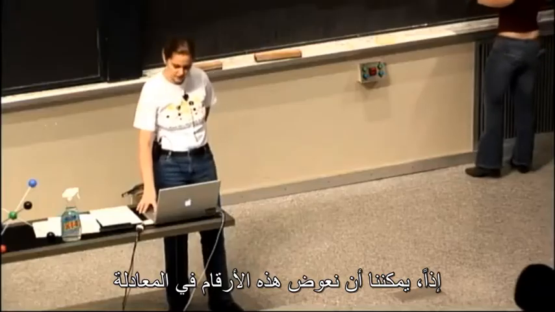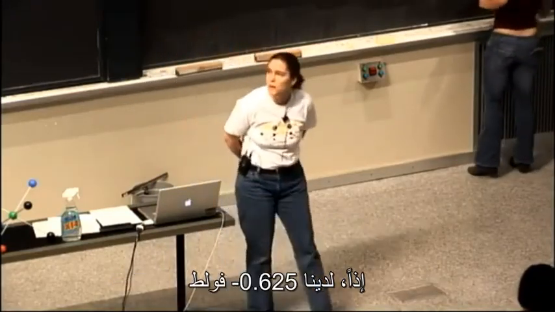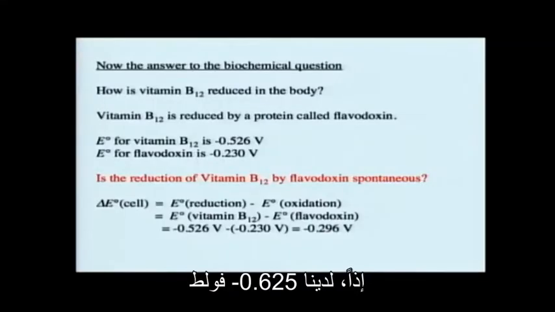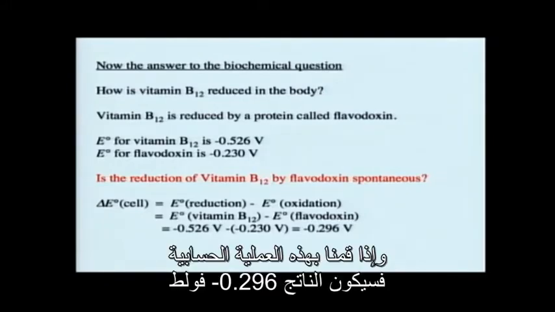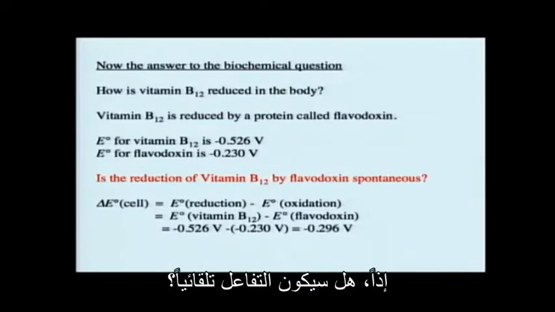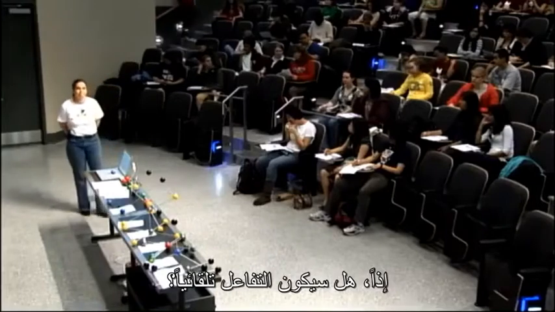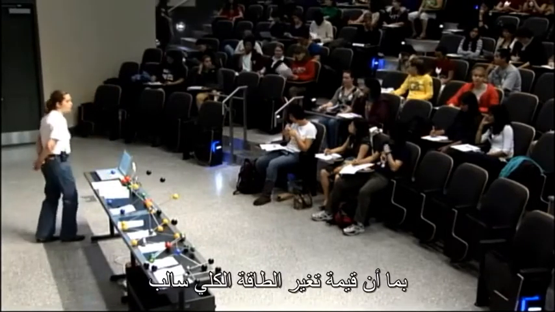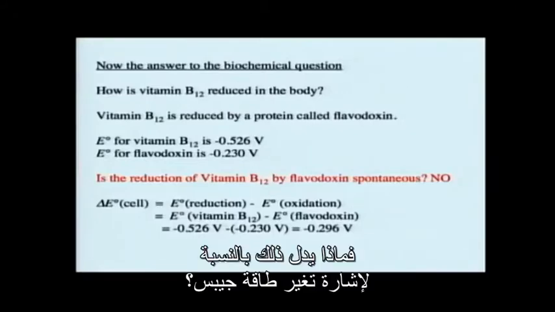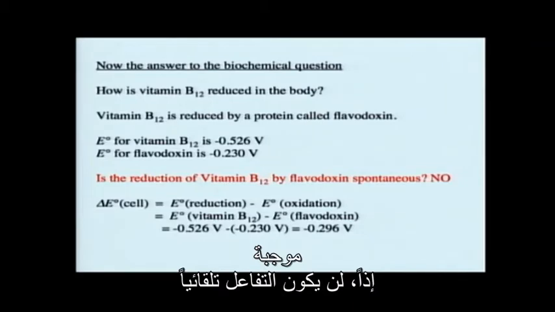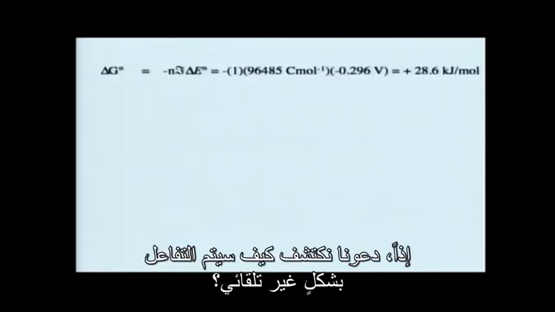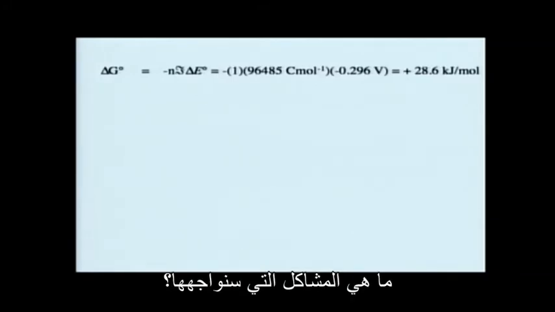So we can plug those values in. So we have minus 0.526 volts minus a negative 0.23 volts. And if you put those together, you get minus 0.296 volts. So is that going to be a spontaneous reaction? No, it's not going to be. Your value for the E is negative, which means what is true about delta G? Positive, so it won't be spontaneous. So let's figure out how not spontaneous it's going to be. How much trouble are we all in?